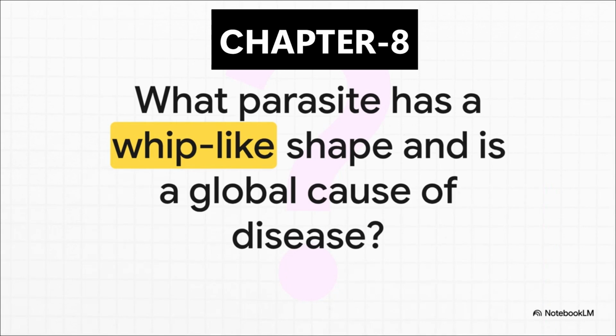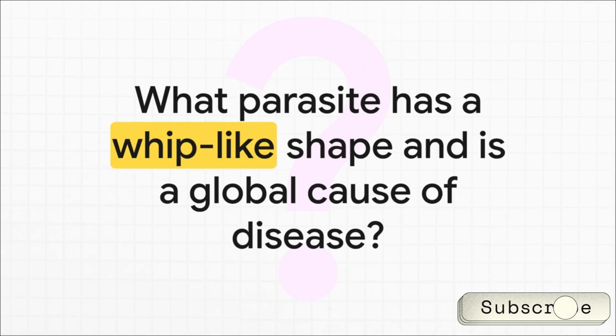So, to get our brains warmed up, think about this. What parasite gets its name from that classic whip-like shape? The name itself is a huge giveaway, and it's a key detail you'll want to remember. The answer, of course, is Trichuris trichiura, the whipworm. And over the next few minutes, we're going to master everything you need to know about it.